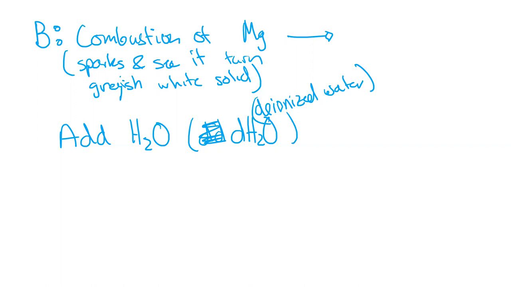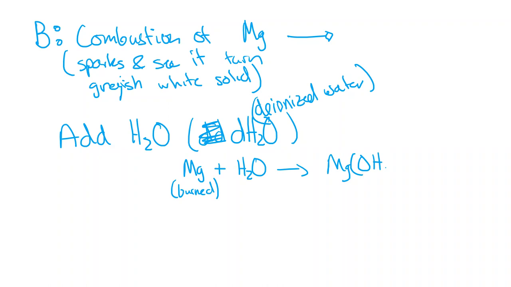You're going to put water in there, and that's actually going to cause a chemical reaction. You're going to go magnesium plus H2O. This is the burned one, and that has activated it. And I think the first thing we're going to do is here you should get, if I remember correctly, you should actually be making magnesium hydroxide, theoretically. Then you take this stuff and you heat it again.